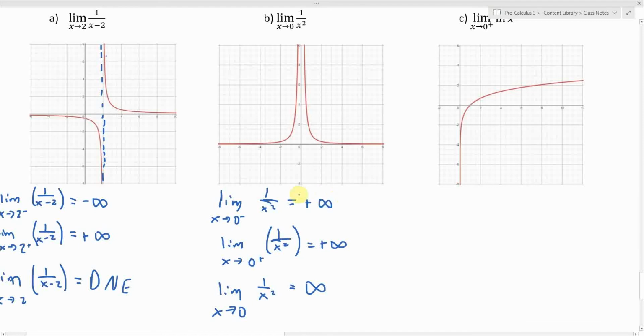So again, we still want to think about those three pieces, but since the left and right-hand limits are equal in this case, we can say that the limit as x approaches 0 is positive infinity.